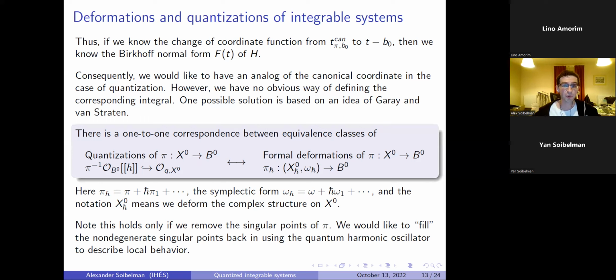The important thing is that in order for this to be a correctly stated theorem, I need to throw out the critical points of pi. So this is only true if I'm looking at pi restricted to x naught, disregarding the critical points. In this case, there's a one-to-one correspondence between equivalence classes of quantizations and formal deformations.